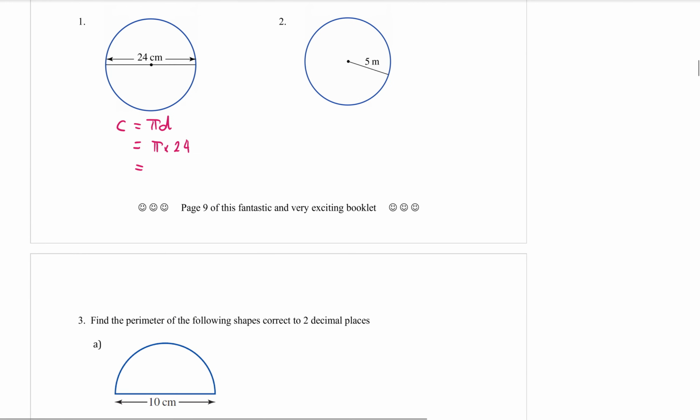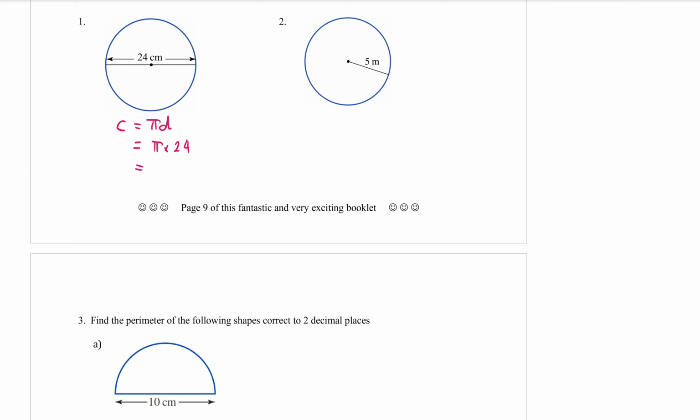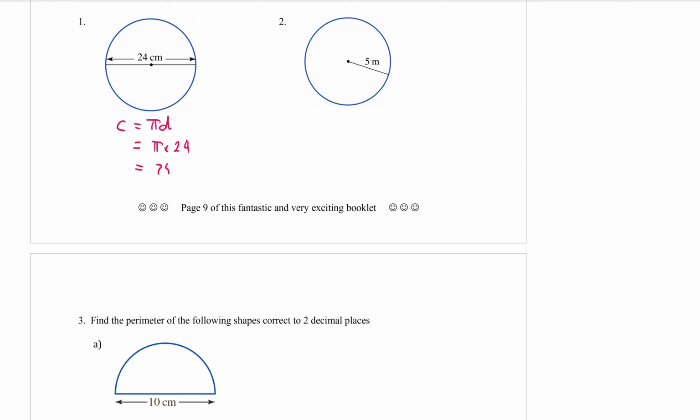So, type that in your calculator. Pi times 24 is 75.40 if I round that. It would be centimeters.